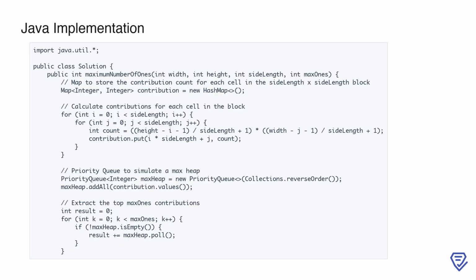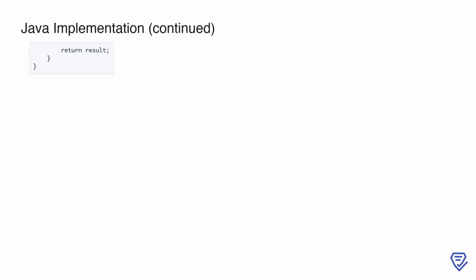Afterward, we use a priority queue, implemented as a max heap, to store all the contribution values. This will allow us to efficiently extract the cells with the highest contributions. To determine the result, we extract the top maxOnes contributions from the max heap. Using a loop, we repeatedly pull the highest value from the priority queue and add it to the result. This ensures we prioritize the cells that contribute the most to the total number of ones in the grid.